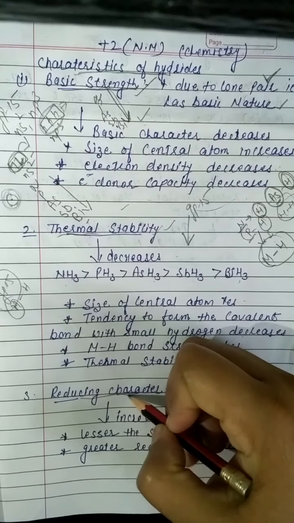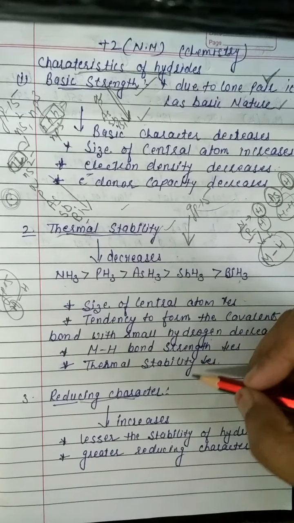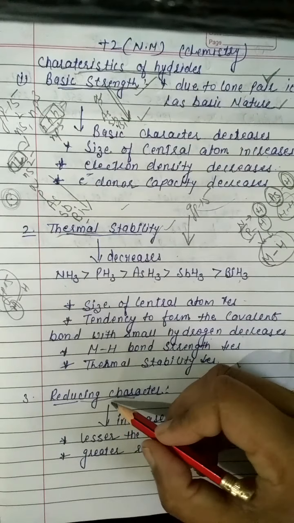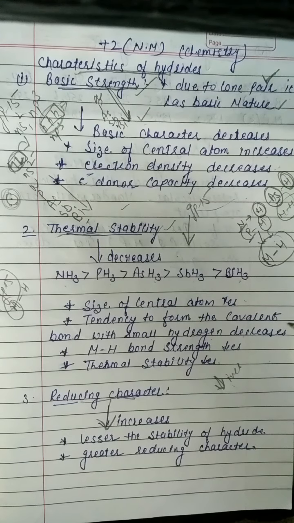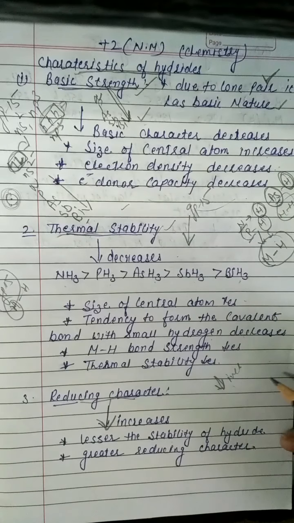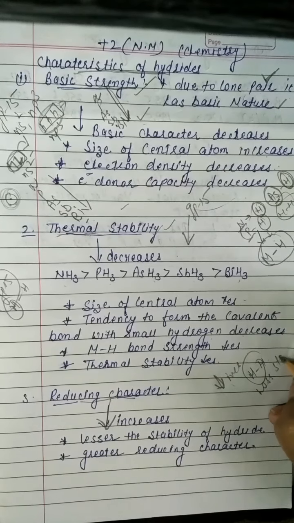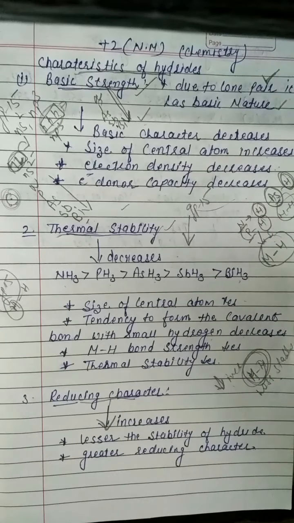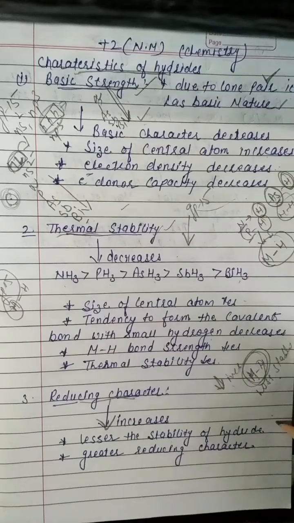The third is the reducing character. The reducing character increases when we move from top to bottom. What is the reason behind it? The lesser the stability of the M-H bond, the less stable it is. If the M-H bond, metal hydrogen bond, is less stable, then they have a high tendency to lose electrons, that is, a high reducing character.